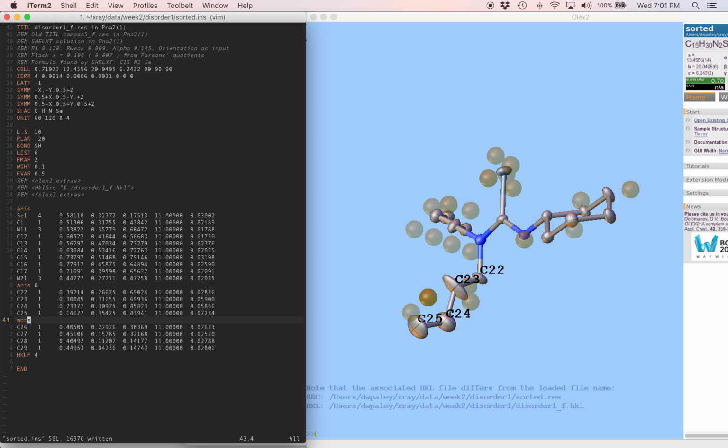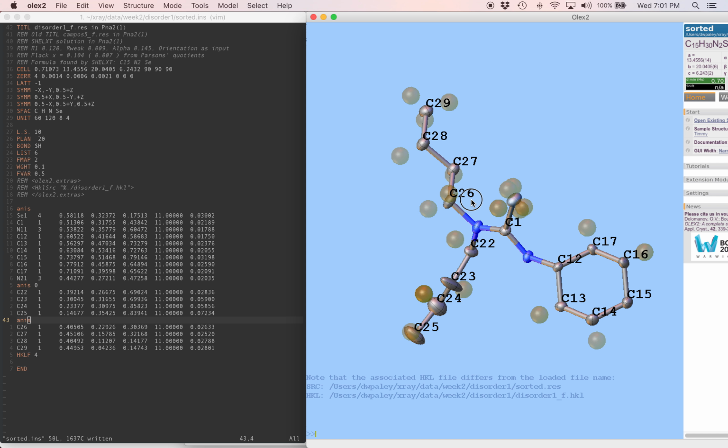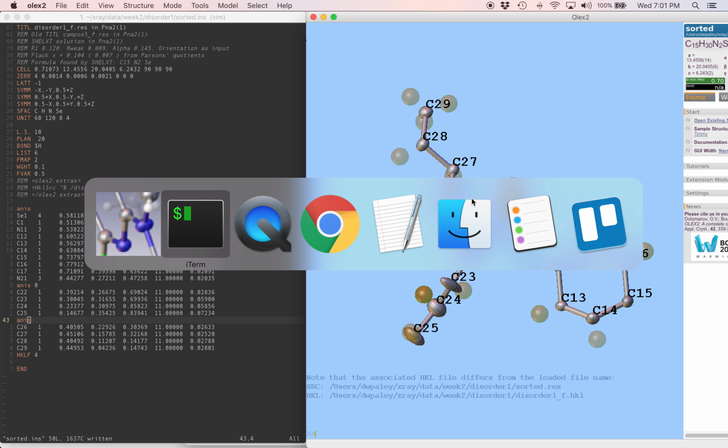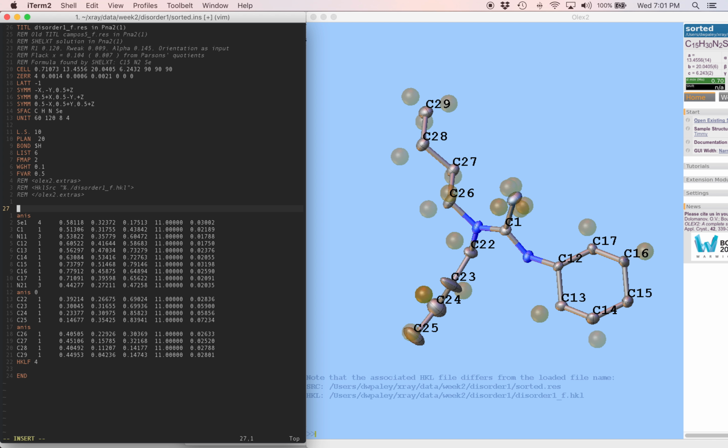So dealing with the hydrogen atoms, I'm going to come over here and label my carbon atoms, to make it a little easier for us to see what we're doing. And now we need to go up to above the first atom. We're going to put in some hfix instructions. Hfix 2,3 for methylene groups, CH2s. This is carbons 13 through 17 for the cyclohexyl ring. Carbons 26 through 28 on the n-butyl chain.